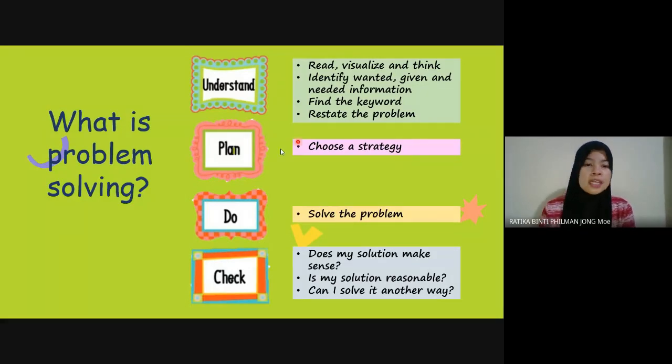Okay, the next step is you do. It means that you need to solve the problem. How? Sentence ataupun kita gunakan bentuk lazim, normal form. And then you check. How to check? You need to ask yourself, does your solution make sense? Is your solution reasonable, or can you solve it in any other way?